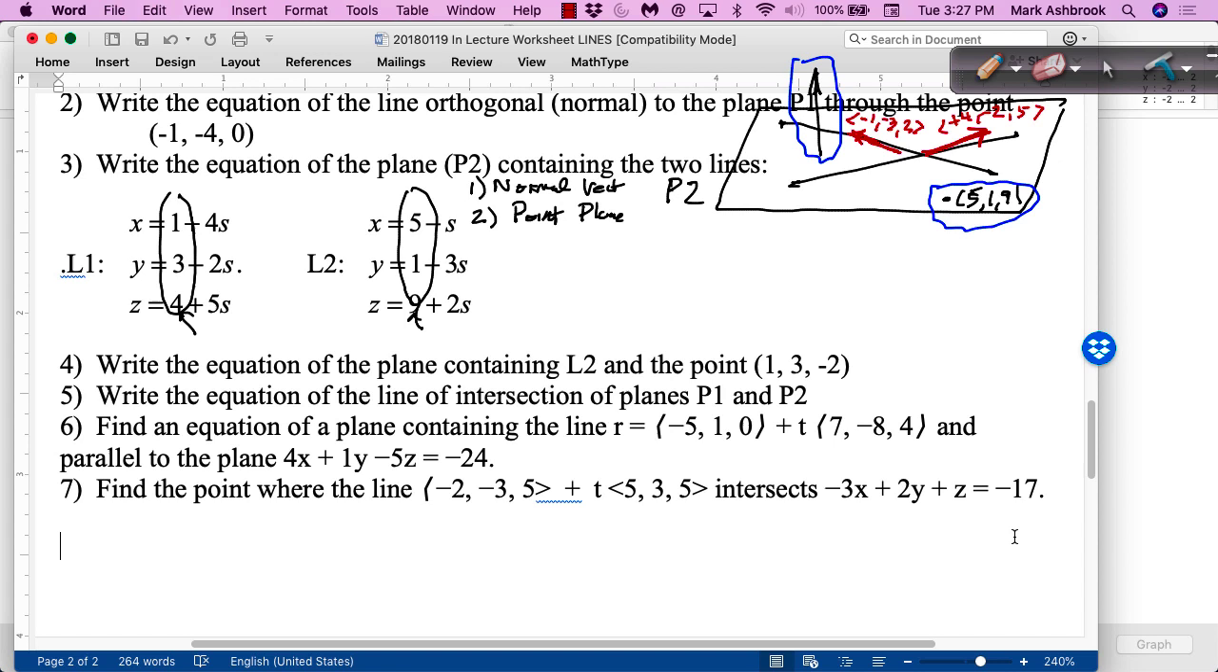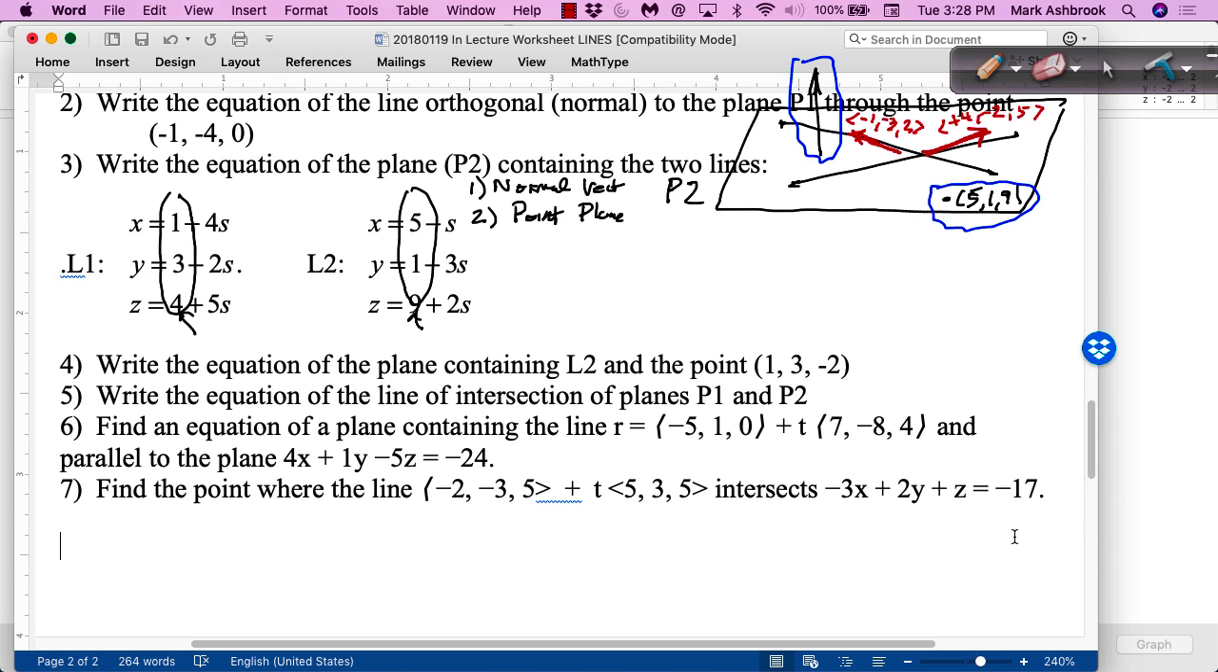All right, how did number 3 go? Anyone have a question on number 3? Can you finish it off? So what do we need to write the equation of a plane? Do you see where I got the point? That's from the second line. I just pulled off the known point from the second line. So all I have left to get is the orthogonal vector.